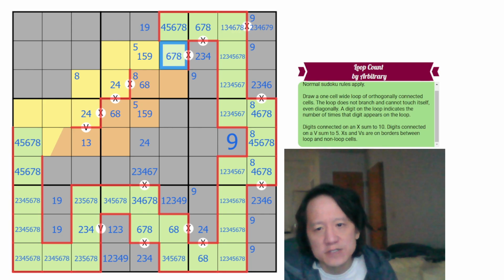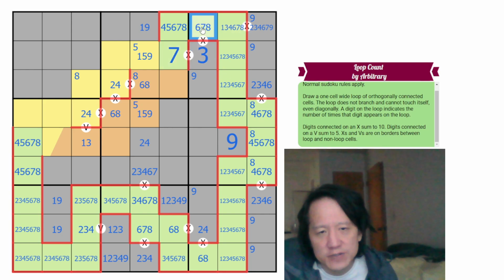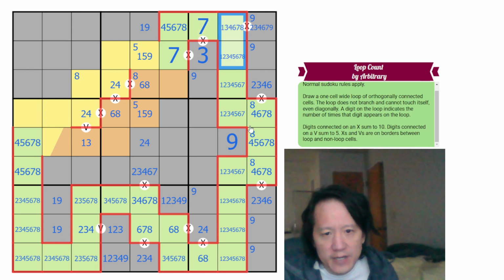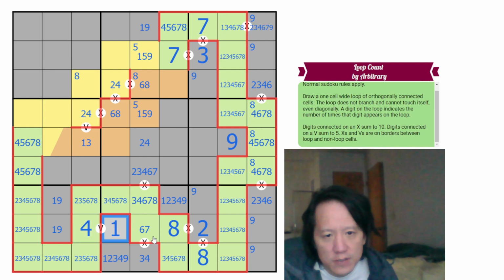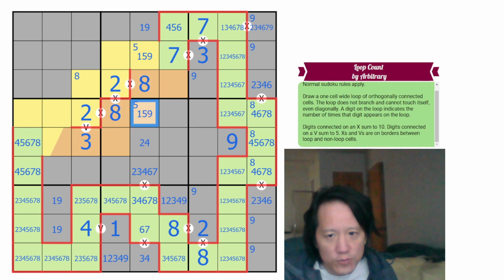What happens if this is 7? I don't know if this changes very much. Therefore 8 has to be here, therefore this can't be 8. So this must be 8, 2, and 8. Which means this can't be 8 or 2. This cannot be 2 and 3, so this is 4 and 1. Which makes this 2 and 3 and 8 and 2 and 8. So this can't be 7 or 8. 8 is on the loop, so therefore this is a 5.